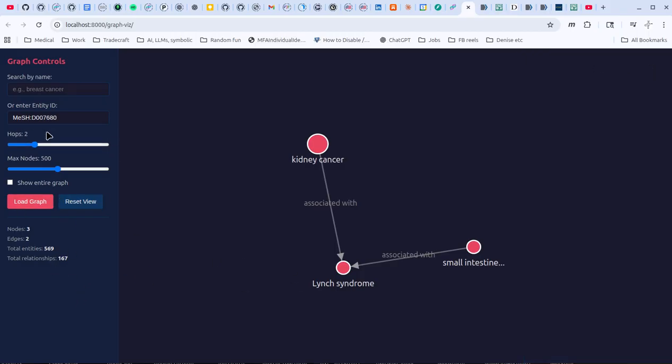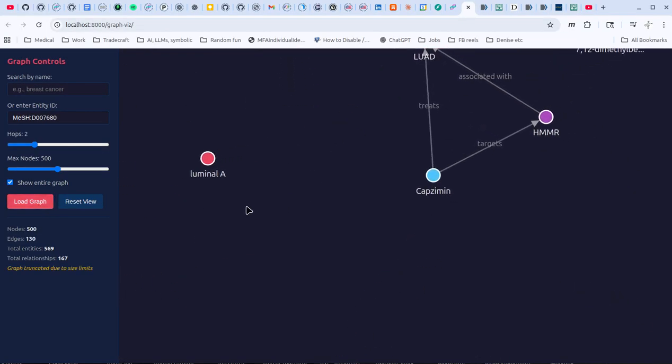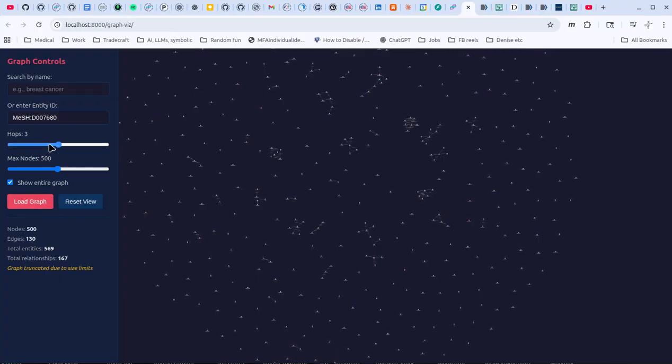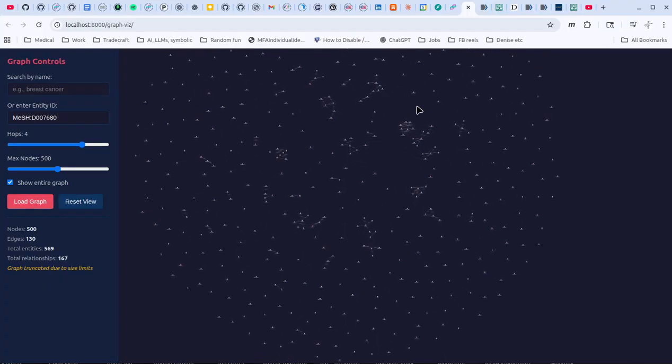If we had more stuff here, we could increase the number of hops and it would grow the graph to show more things. But right now this piece of subgraph only has a couple of hops. Let's do this. Let's load the whole graph, and if we now increase this, let's see if we pick up any more connections that way.